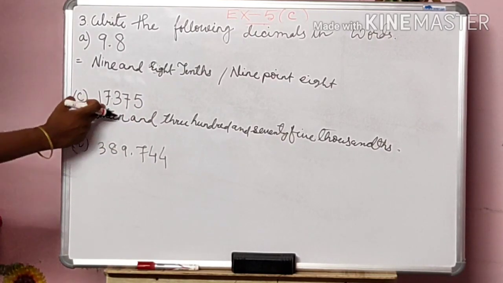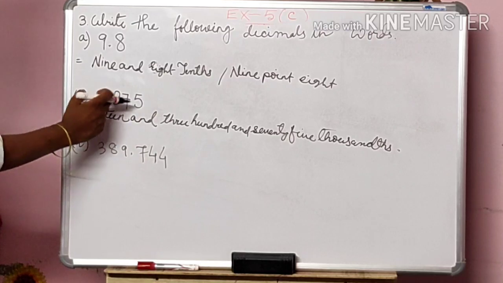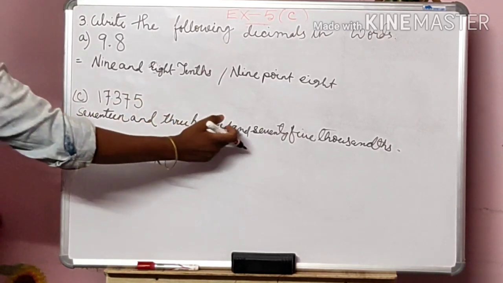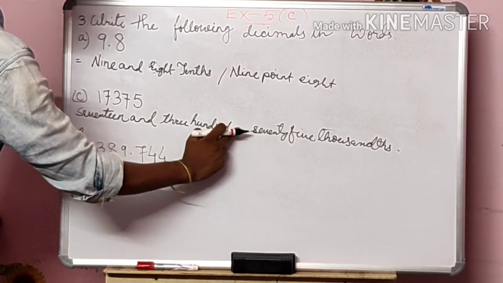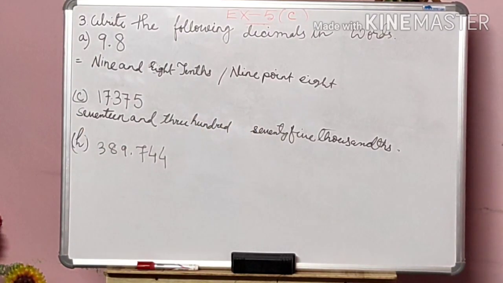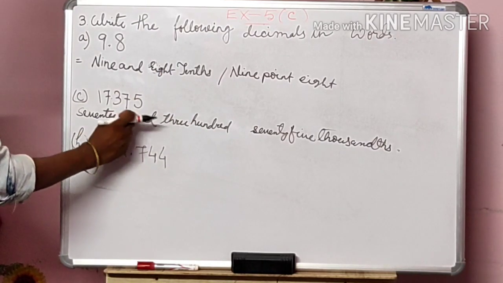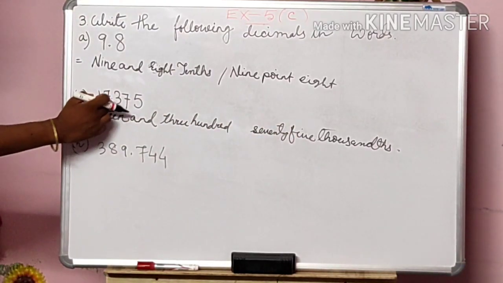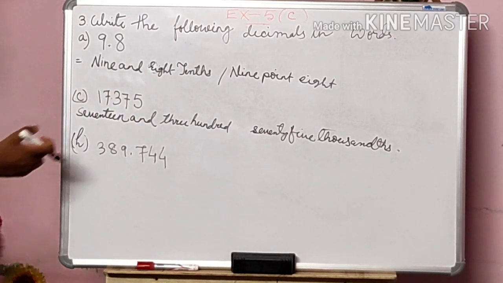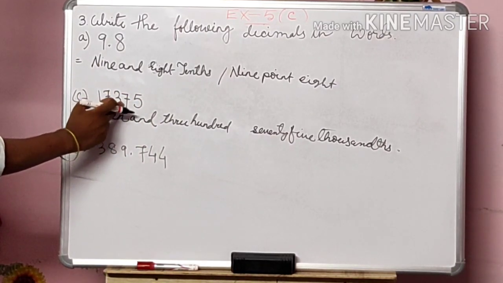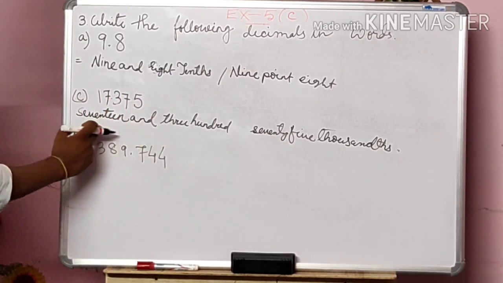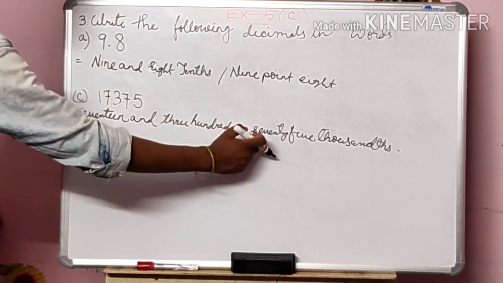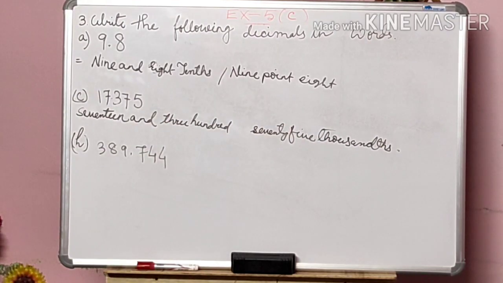So you see, first of all 17 was there, we put 'and' because there was a decimal and we have to break it. 375 is on the right side of the decimal point, so you see which is the maximum place: tenths, hundredths and thousandths. So it can be written as 17 and 375 thousandths. Okay.